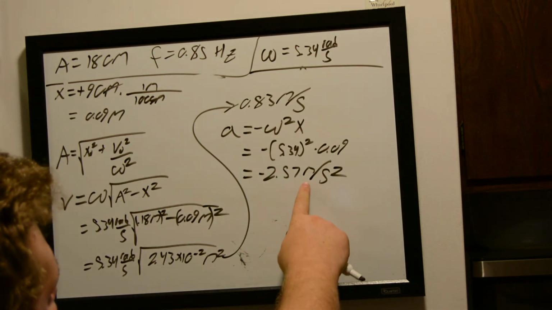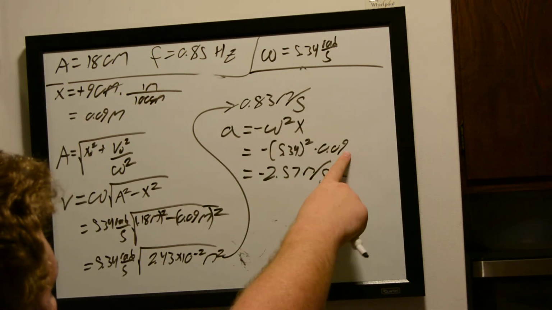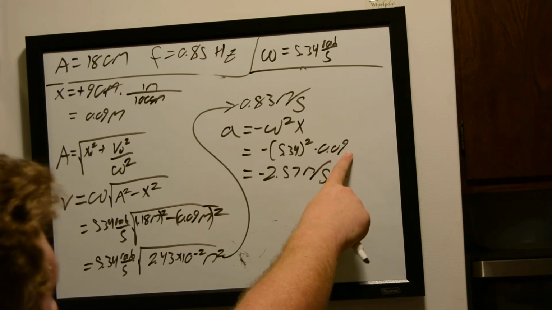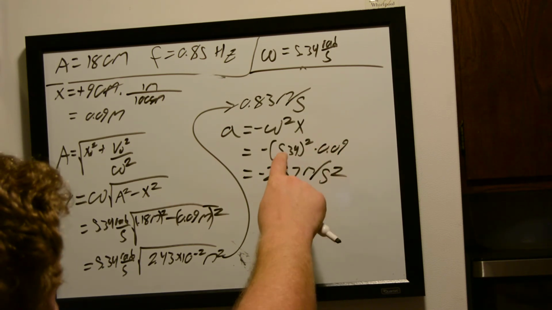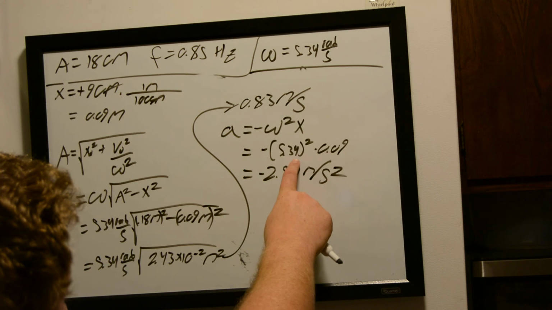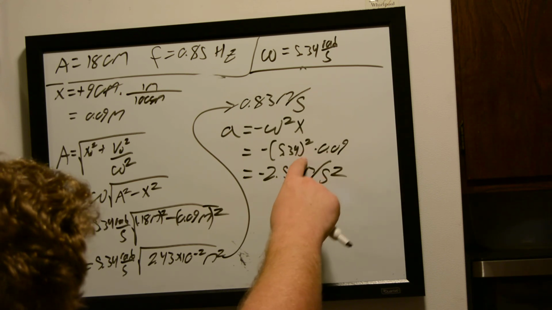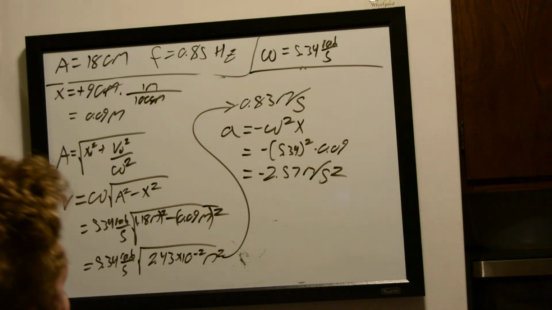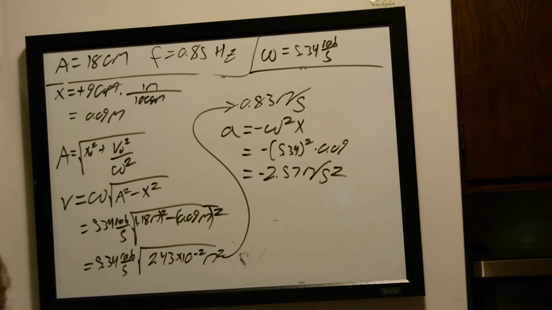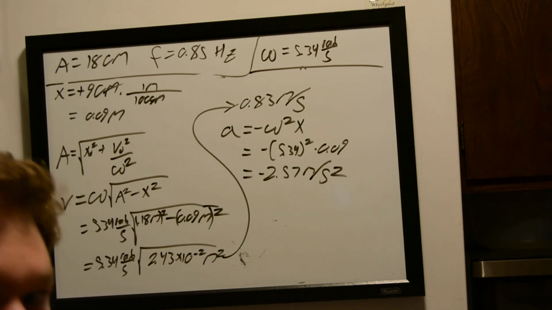And we have these units just because we know that our position is given in meters, and our angular velocity is radians per second. So that's going to be per second squared once we add the square in there. And then we'll do part C in the next video.